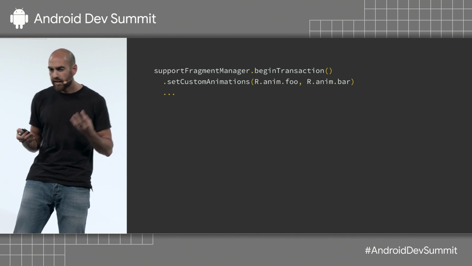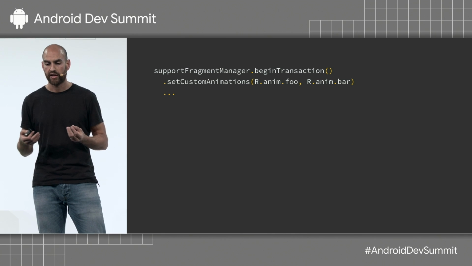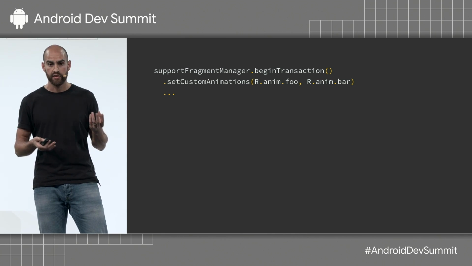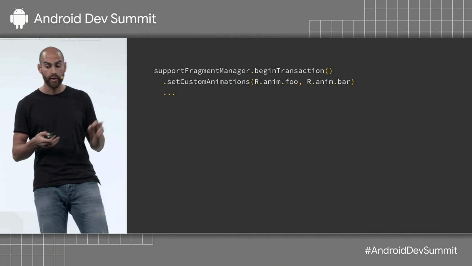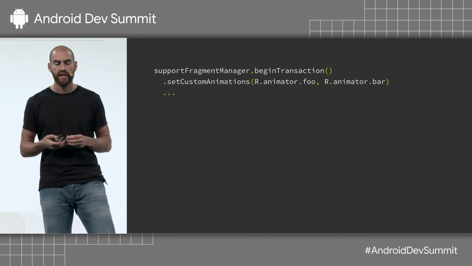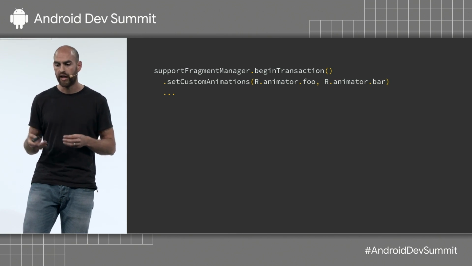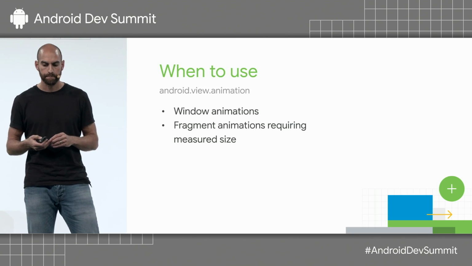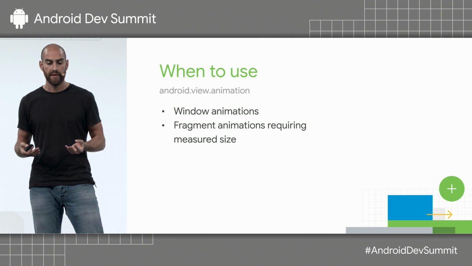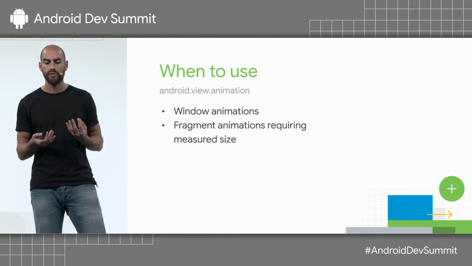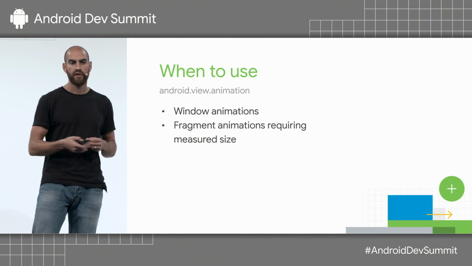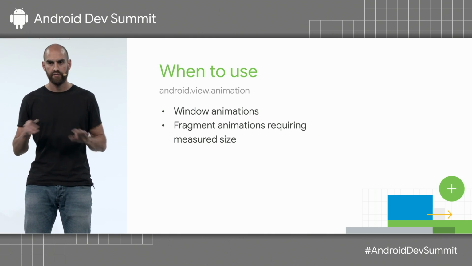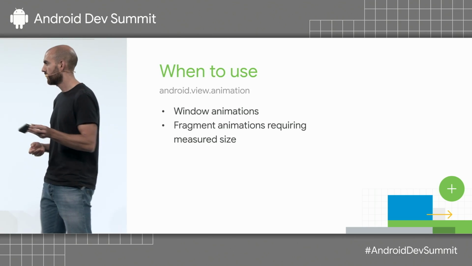The only other place you might need to use it is if you're doing fragment transactions. So here, when you set the animations to run a fragment transaction, you can supply this Android View animation as an arg, but the API also accepts the newer Android Animator. So I urge you to use the newer one if you can. So that was View Animations. Basically, only really use it for window animations, or if you really, really have to, if you need to rely on that measured size part for a fragment animation. Otherwise, think of it as deprecated.